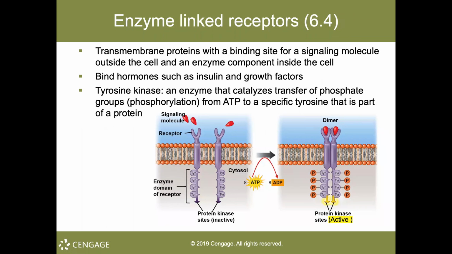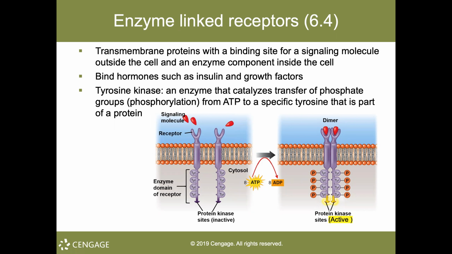Our third type is enzyme linked receptors. So these are transmembrane receptors that can bind signaling molecules on the outside of the cell, and have an enzyme component on the inside. So there is an extracellular domain and an intracellular enzyme domain of the receptor, as shown here. These are responsible for binding hormones such as your insulin and your growth factors. Examples of enzyme-linked receptors include your tyrosine kinases.